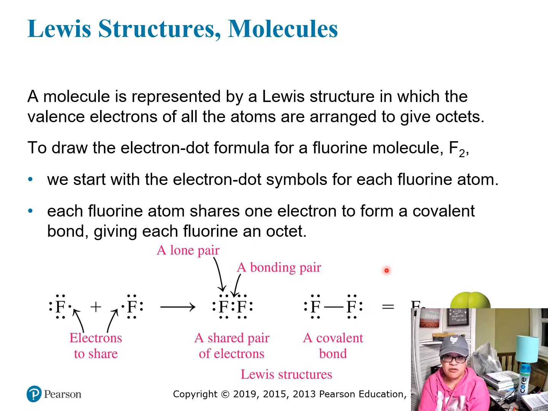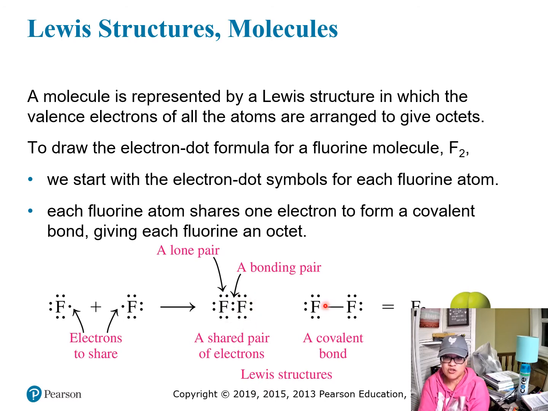Here's another example of a Lewis structure. This is F2, a fluorine molecule. Each of these fluorines have 7 valence electrons, and when they bond, they're going to share this electron and this electron together. So here they are sharing. This fluorine now has 8 electrons, and this fluorine now has 8 electrons. So they're both happy.